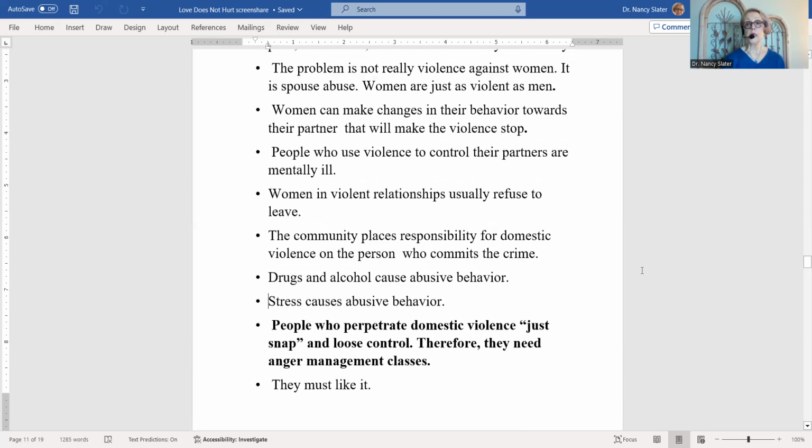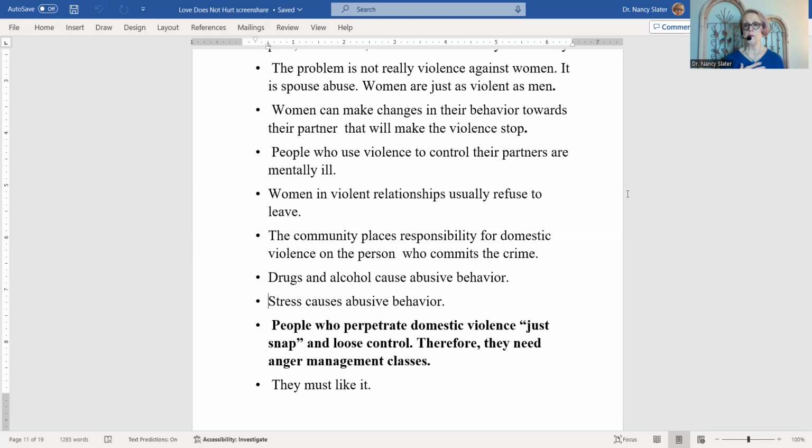The problem is really not violence against women, it's spouse abuse. Women are just as violent as men. Well, in 1980 or whenever this statement was written, maybe that was true, but we know that we have female perpetrators. Are they just as violent as men? How are we going to rate that? Are they just as abusive as men? Yes. As violent? I'm not sure we can say that.